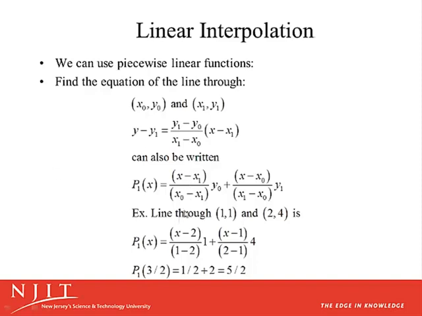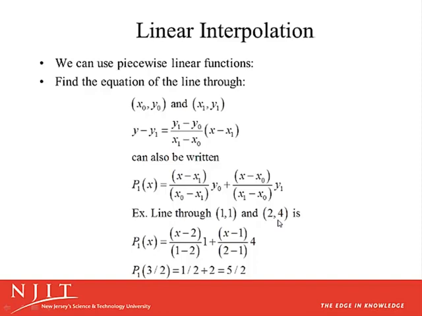Let's just consider a simple example, the line through (1, 1) and (2, 4). Well, we can plug in x1, y1 is 2, 4. So wherever we have an x1, we plug in a 2. And wherever we have the y1 over here, we plug in the 4. For the x0, we plug in the 1. For the y0, we plug in this 1. And we get the line through the 2 points, (1, 1) and (2, 4).